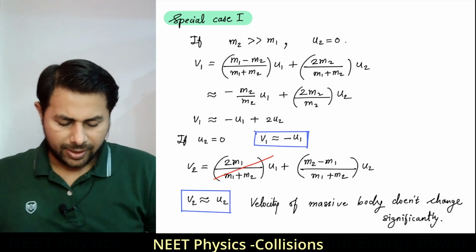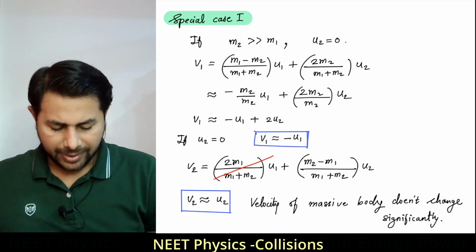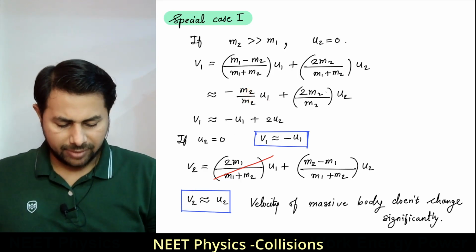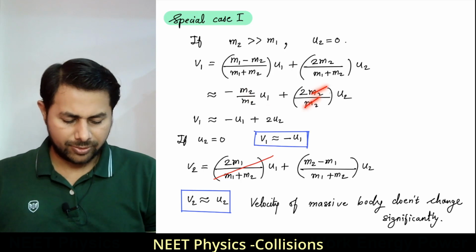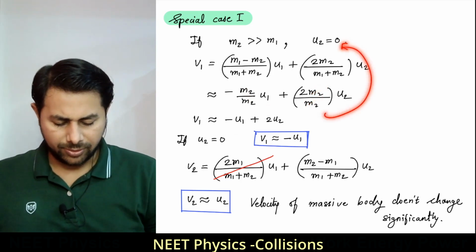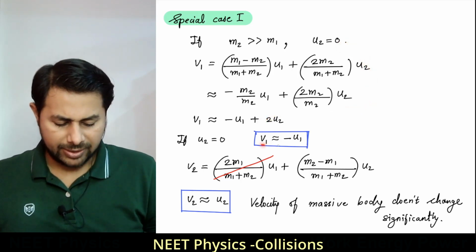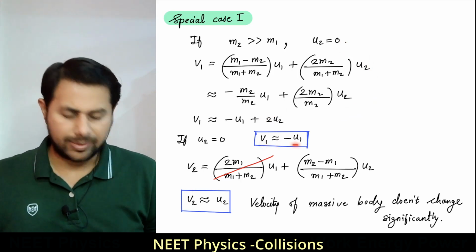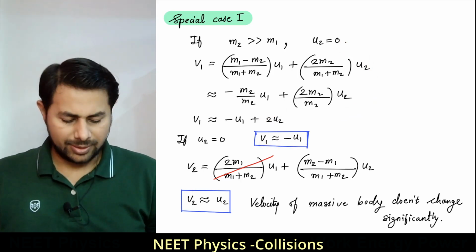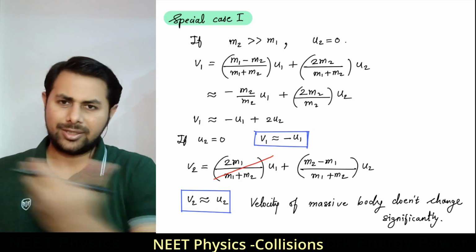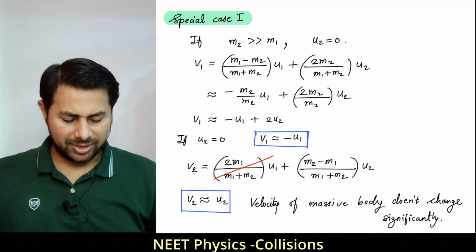Then you get minus 1 times u1, meaning minus u1, and this thing will be 2 times m2 by m2 equal to 1, so 2 times u2. If you take u2 equal to 0, this second term will be equal to 0. So then you get v1 is nearly equal to minus of u1, right? The ball hits the wall and it rebounds with the same speed.